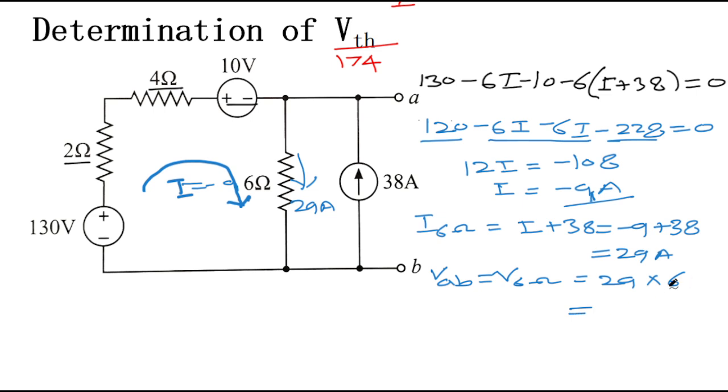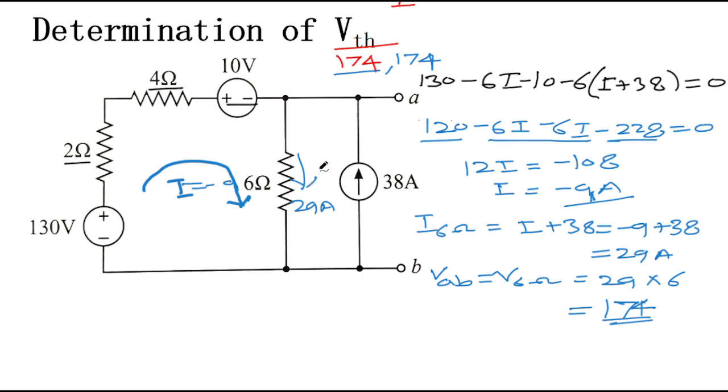And when you multiply 29 by 6, 6 multiplied by 9 is 54, and 6 multiplied by 2 is 12, 12 plus 5 is 17, so 174. So it is also 174, the answer coming from the KCL node analysis, and from the KVL it is also coming as 174. Right? So we can use the third method also.